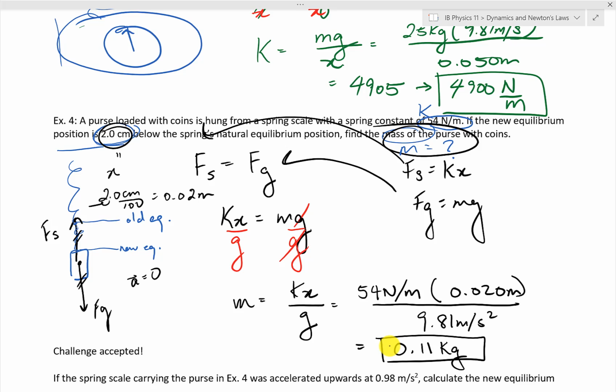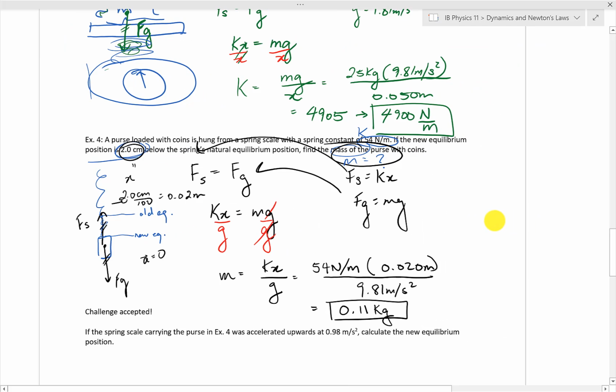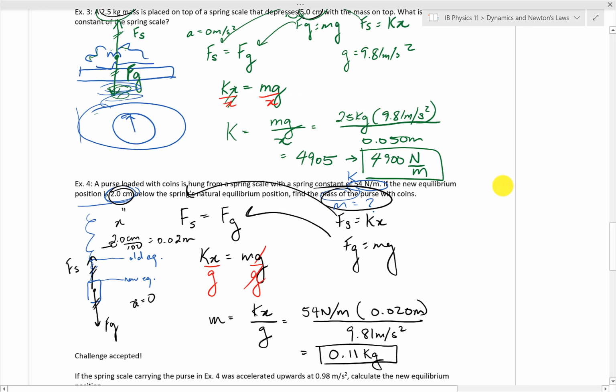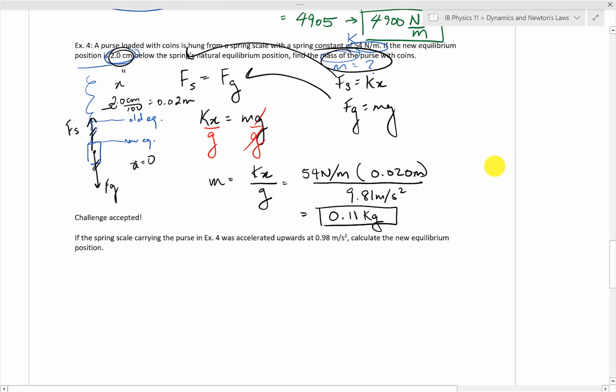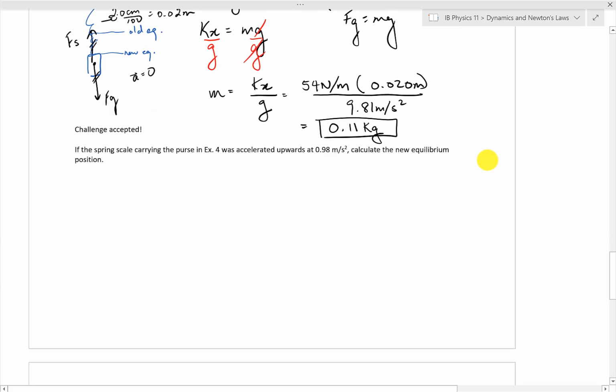As the purse was being hung on the spring and placed at the new equilibrium position, the force due to gravity balances with the spring force, which then we have a very similar situation to the previous problem, except this time we are solving for mass and not for the spring constant. And then we get 0.11 kilograms, which is 110 grams. Okay, so now we are done with that.